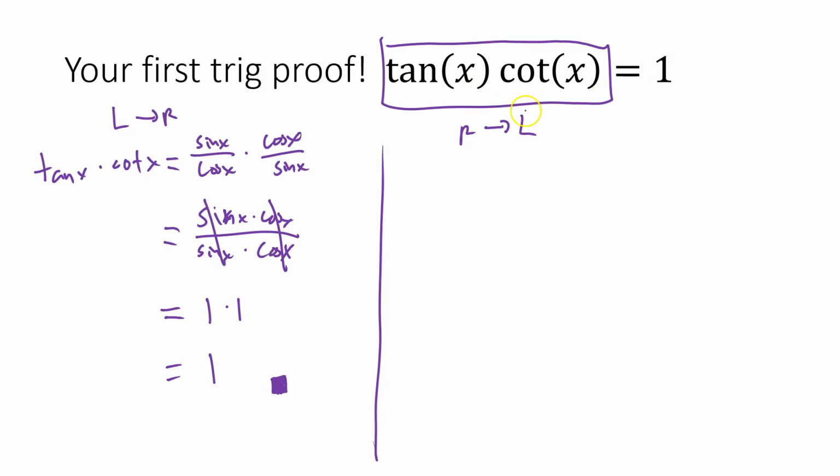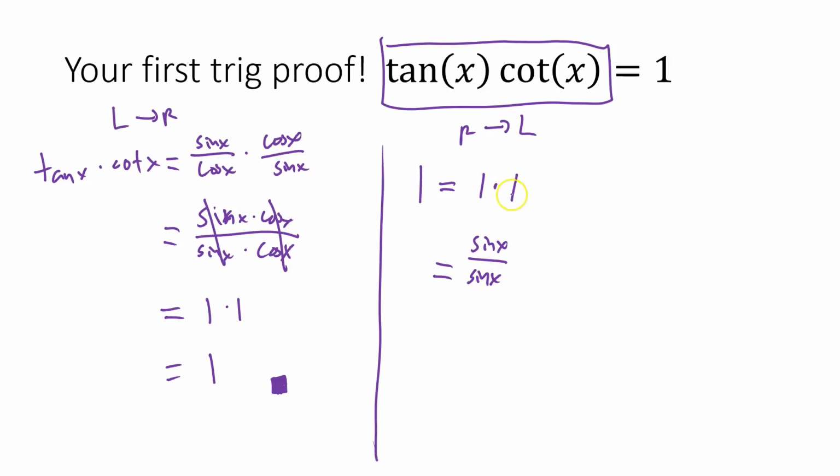Now, if we went right to left, we have to start with 1. Okay? And now you can see the problem already. Really, there's not much you can do with 1. But what I could do to write 1 as, I could say, okay, well, 1 is 1 times 1. And another way of writing 1 is sine x over sine x, because they would just cancel, as long as x isn't 0. Because if x was 0, sine of 0 would be 0, or pi, or any multiple of pi.